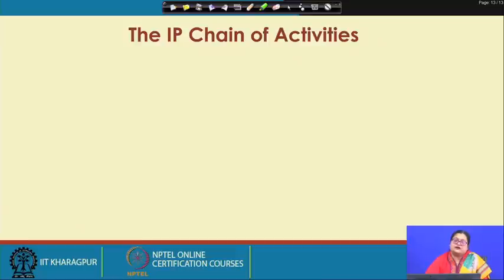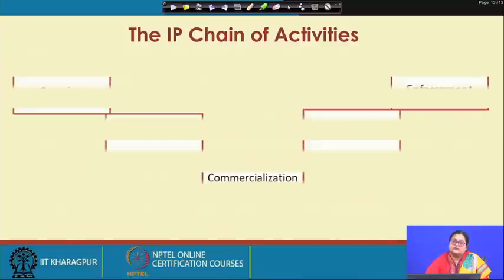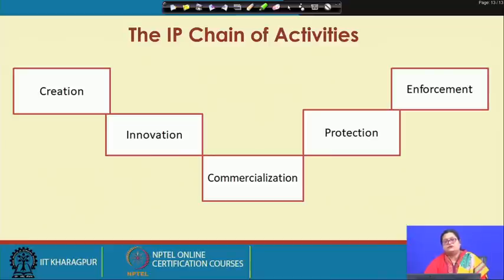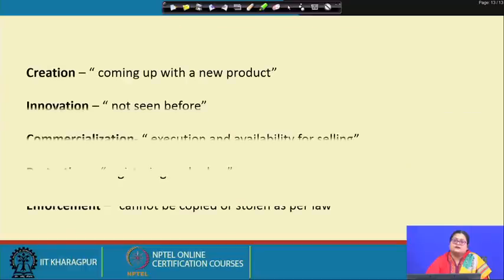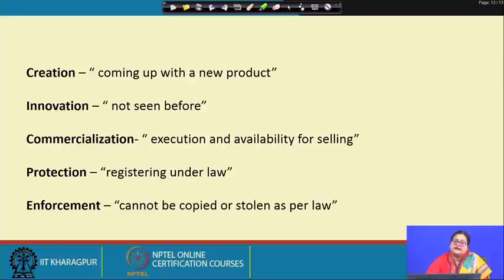We will discuss now the chain of activities which are involved in intellectual property. So, the chain of activity includes creation, innovation, commercialization, protection and enforcement. Creation is the coming up of a new product. Each of the stages is important for intellectual property rights and its protection.